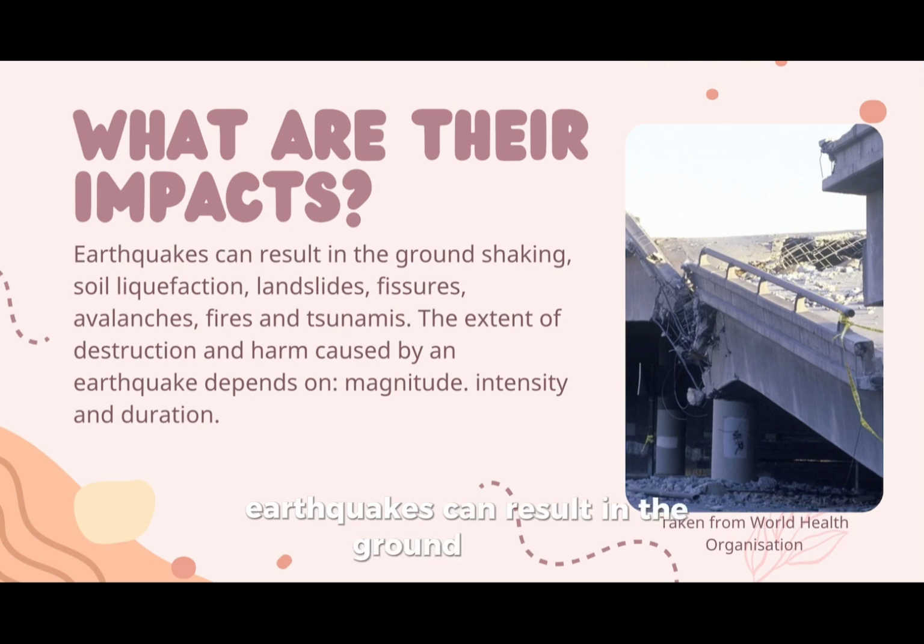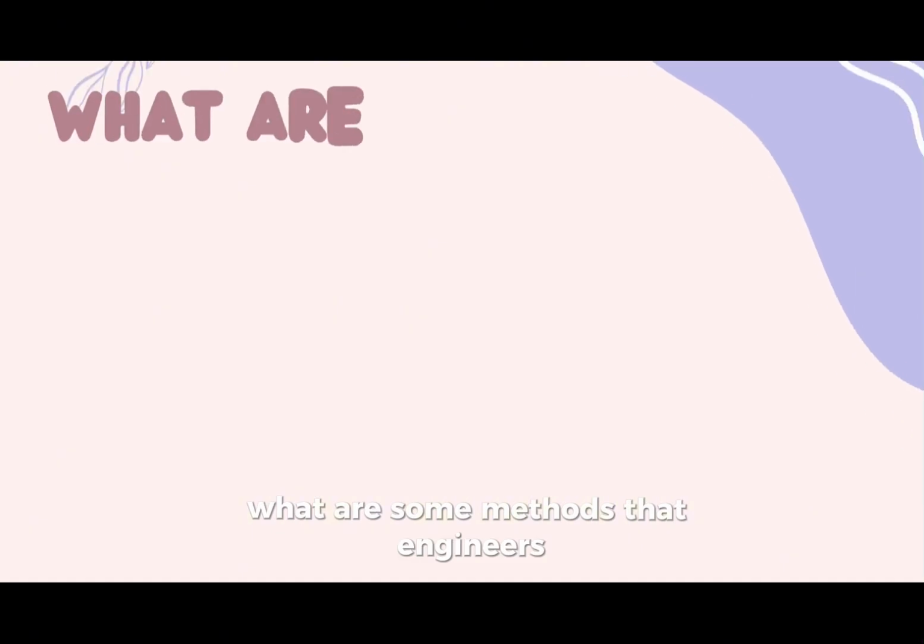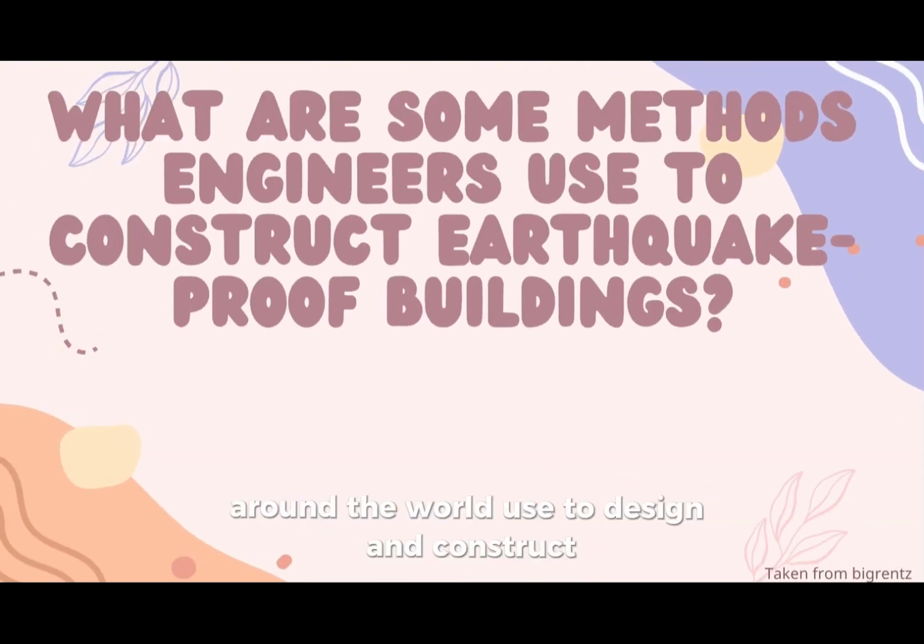Earthquakes can result in the ground shaking, soil liquefaction, landslides, fissures, avalanches, fires, and tsunamis. The extent of destruction and harm caused by an earthquake depends on magnitude, intensity, and duration. What are some methods that engineers around the world use to design and construct earthquake-proof buildings? There are four different methods to constructing earthquake-proof buildings.